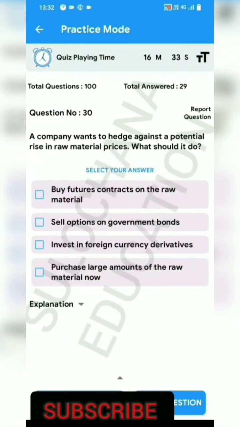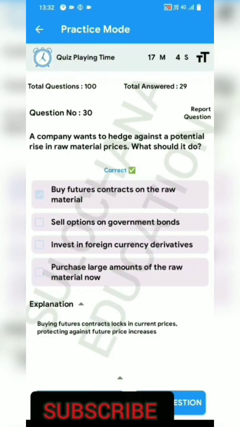A company wants to hedge against a potential rise in raw material prices. What should it do? Options are A. Buy futures contracts on the raw material. B. Sell options on government bonds. C. Invest in foreign currency derivatives. D. Purchase large amounts of the raw material now. And the correct answer is option A. Buy futures contracts on the raw material.